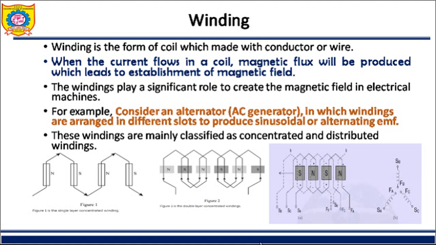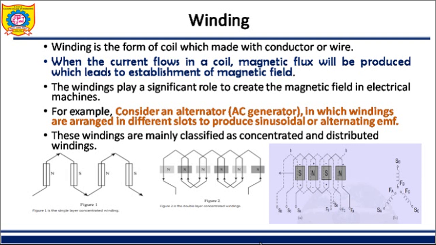Suppose we take an example. An alternator, in which windings are arranged in different slots, because in the stator there are slots, and in the rotor there are slots. If we take the alternator as an example, then in the alternator the stator carries the armature winding. At the same time the rotor carries the field winding. So we put the winding on both sides.